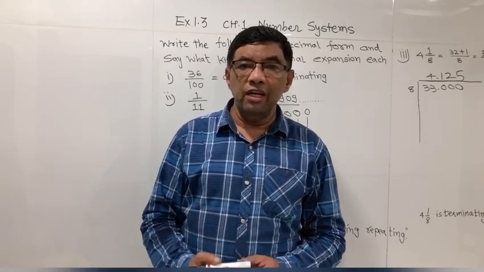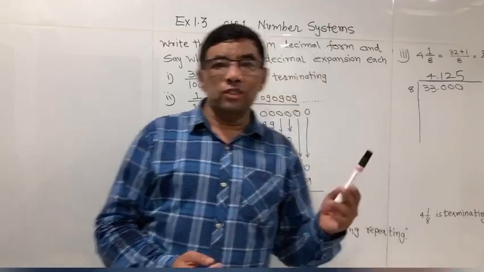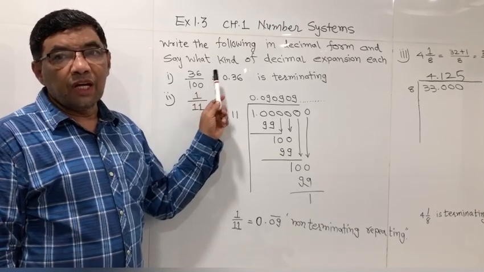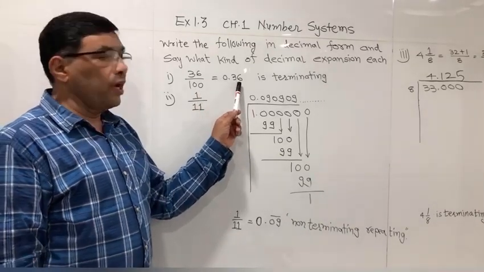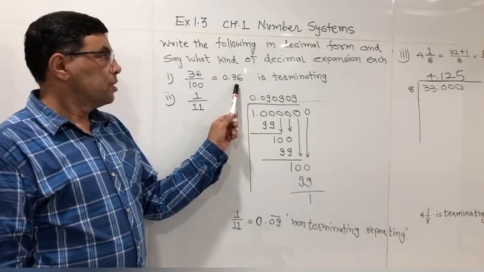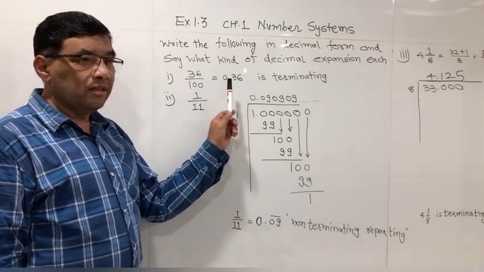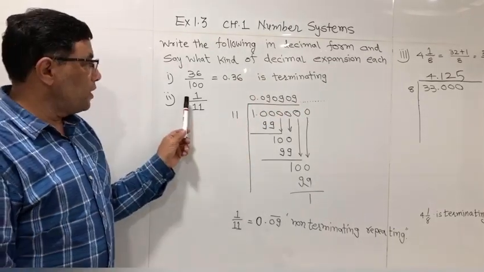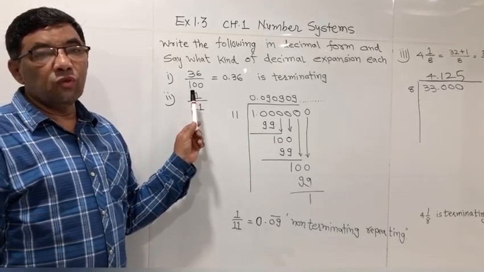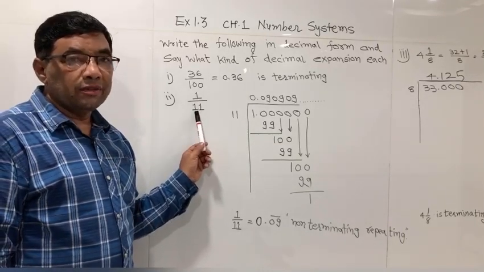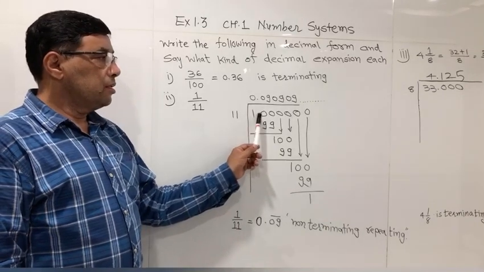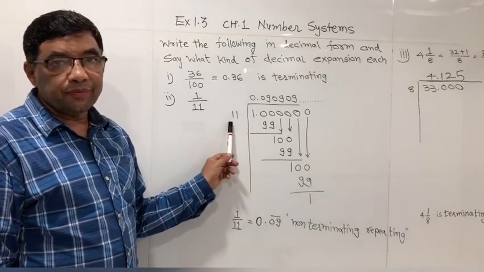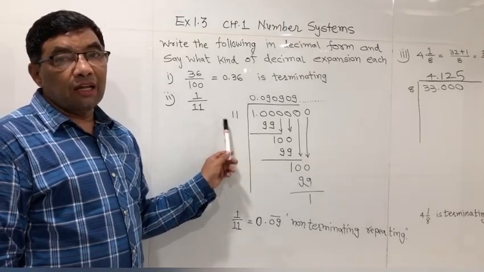The first question here is 36 upon 100, which is 0.36. The answer ends here, so it is terminating. Now we take the second question, which is 1 divided by 11. 1 we write as the dividend and 11 we write as the divisor. Now we start the division procedure.